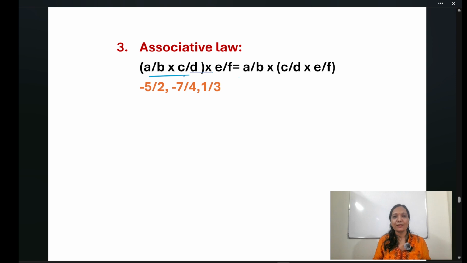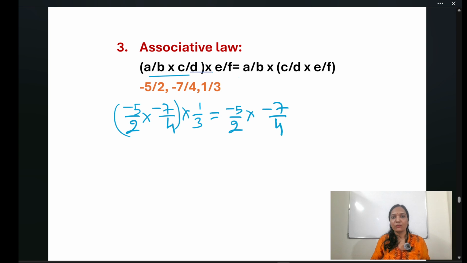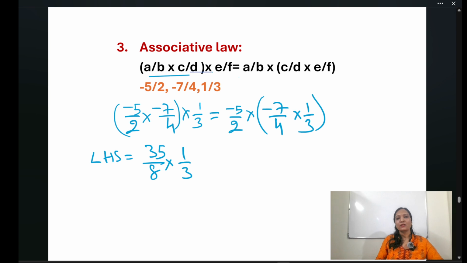So let's take an example, a by b, c by d and e by f. How to write this? -5/2 into -7/4 into 1/3 is equal to, a by b is our -5/2 into -7/4 into 1/3. Here we change the order. So let's find for LHS first. Within bracket we have to solve first. So minus into minus plus 35/8 into, देखिए 1/3 हो गया. सो क्या हो गया, मिल रहा है हमें 35/24.